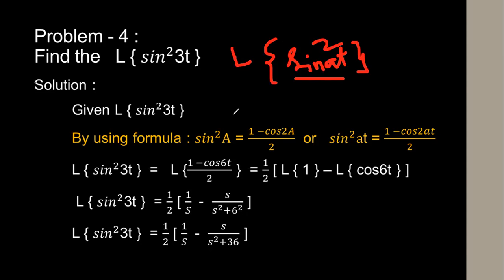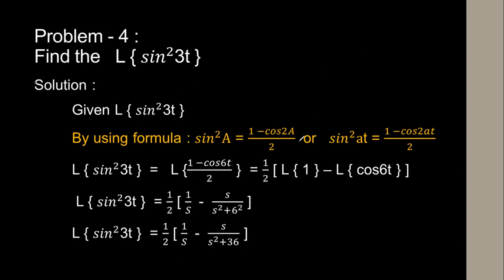If you don't remember the formula, I have represented the formula here. How you are going to evaluate the sine or cos function if you have the square term. Okay, if you have the power, the sine and cos power term, then you have to simplify by using this formula. Sine square a is equal to 1 minus cos 2a by 2, or cos square, or sine square at, whatever it may be. In place of a, it is having the at. Sine square at is equal to 1 minus cos 2at by 2.